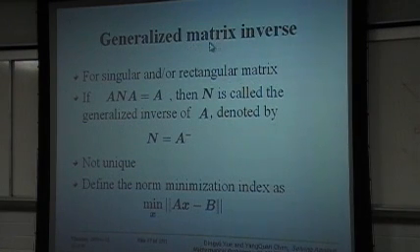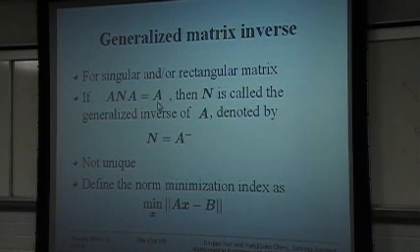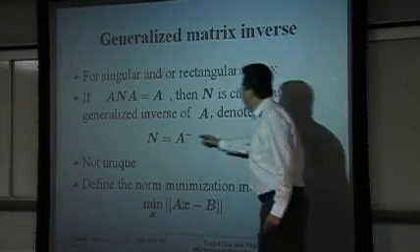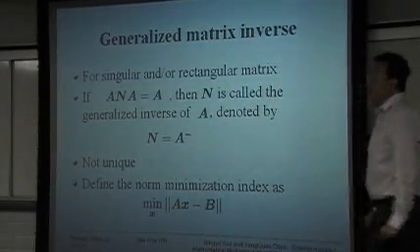For a given matrix A, if there exists n satisfying A times n times A equals A, then n is called a generalized inverse of a matrix. And it is mathematically denoted like this. And this is called the generalized inverse matrix of A.